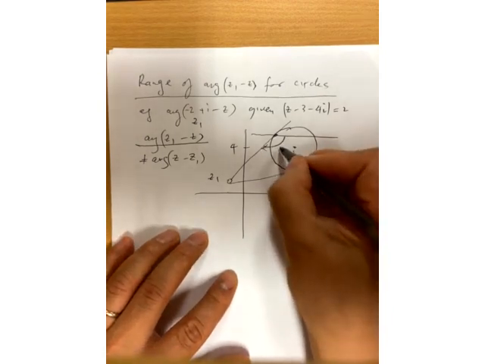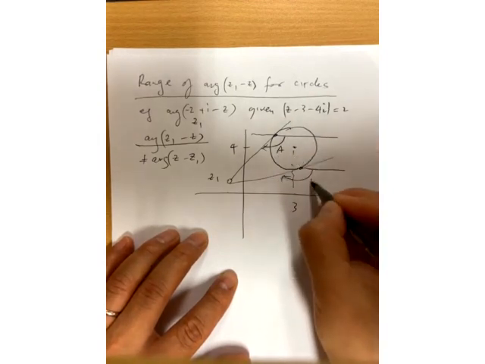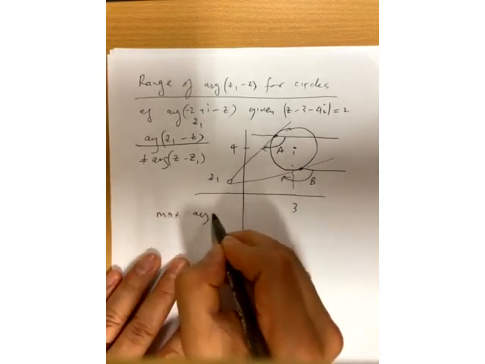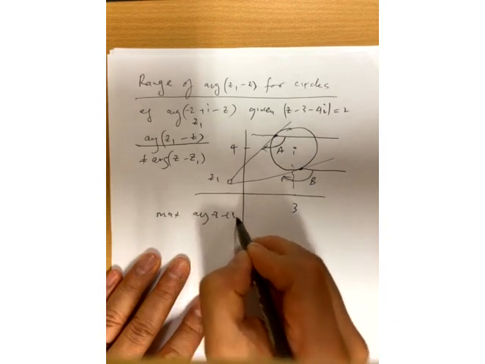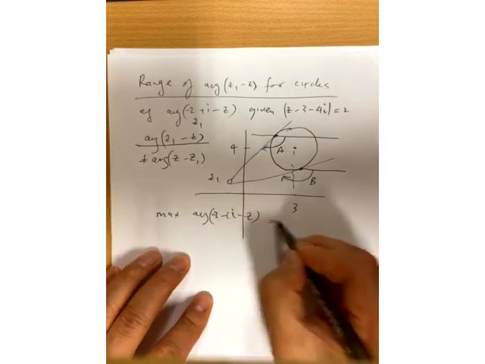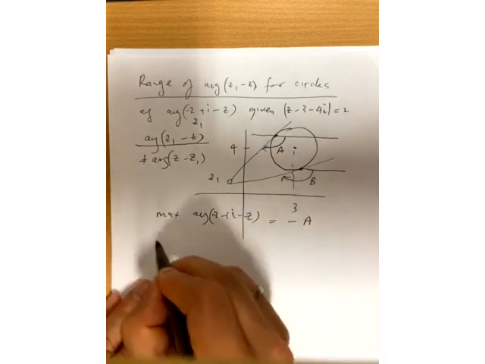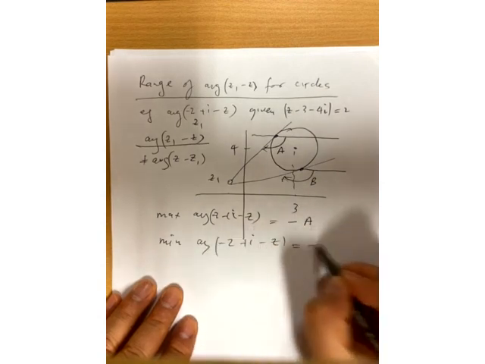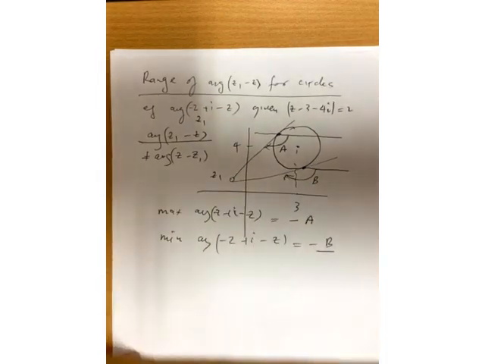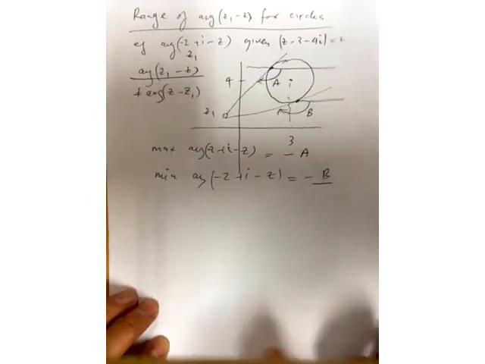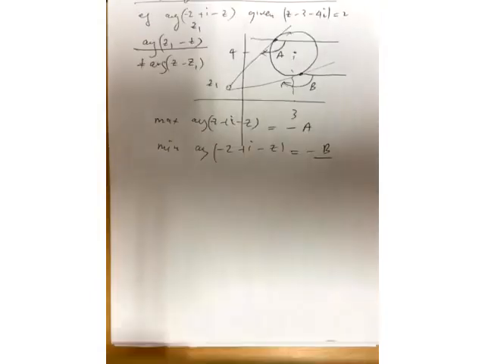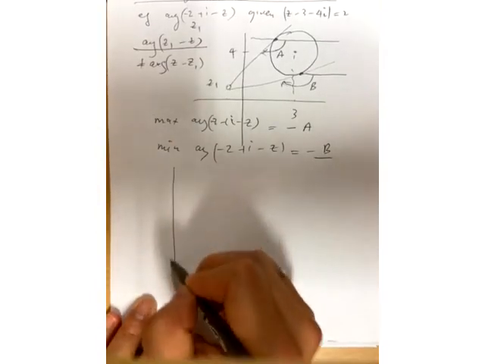So let me call this guy here capital A, and this guy capital B. The maximum argument of minus 2 plus i minus Z is actually minus A, and the minimum argument of minus 2 plus i minus Z is actually minus B. And A and B are found by what we just did over here, but I'm going to do it very quickly again now. So let me find the max first.